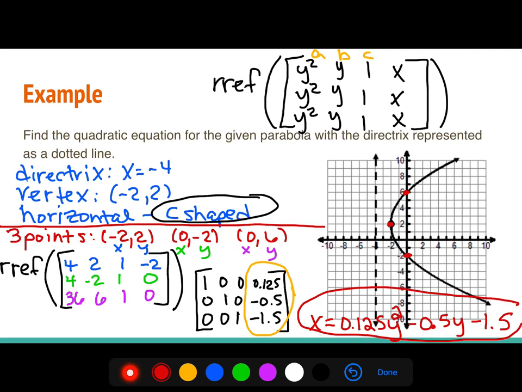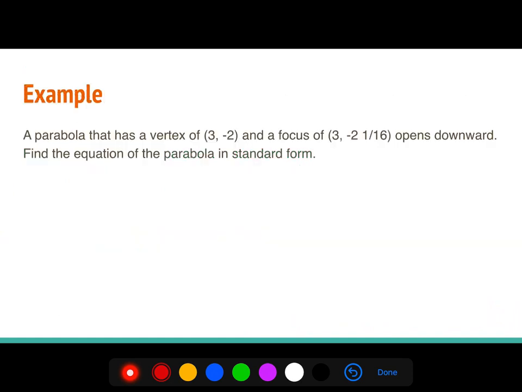But instead of x squared, I'm putting y squared. Now b, so minus 0.5. But instead of x, I put y, minus c, which is 1.5. That's my equation that describes this. X equals basically 1/8 y squared minus 1/2 of y minus 3/2. And again, I switched the x and y because he's a C shape instead of a U shape. But it's the same steps that you have used before.